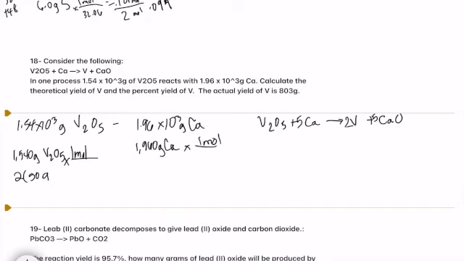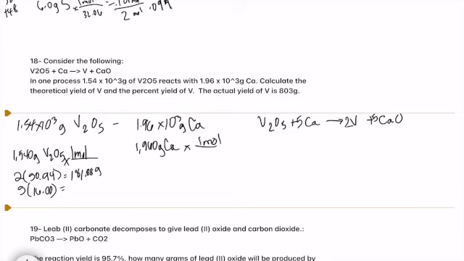2 vanadiums, 50.94 grams per mole. And our 5 oxygens at 16.00 grams per mole. Remember to add the two together. So you get 2 times 50.94. You're going to add the 5 times 16, or 80. And you get 181.88 grams per mole for our vanadium oxide there.